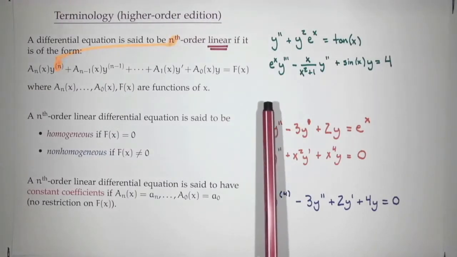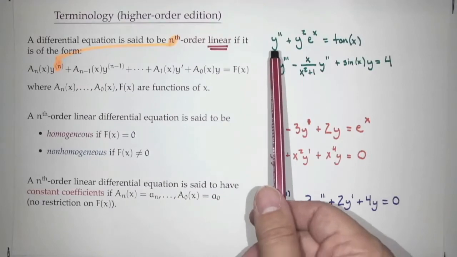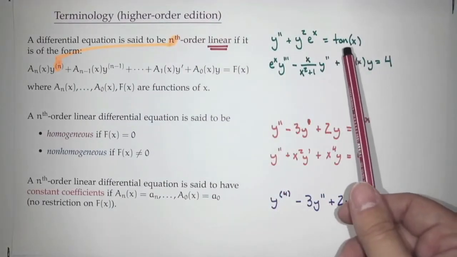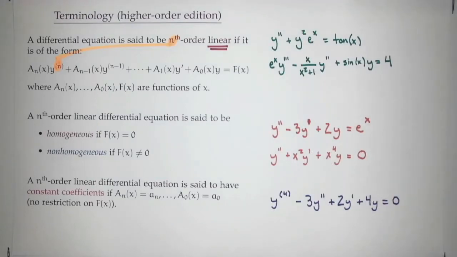So suppose we look at this differential equation, y double prime plus y squared e to the x equals tangent of x. Is this linear? Yes. No. Okay, we've had some person say yes, and then the same person said no. They're both right and wrong.